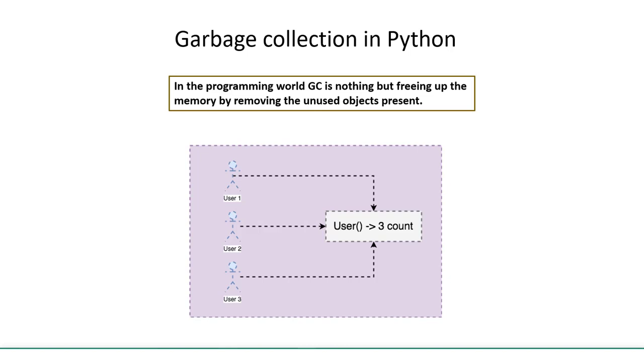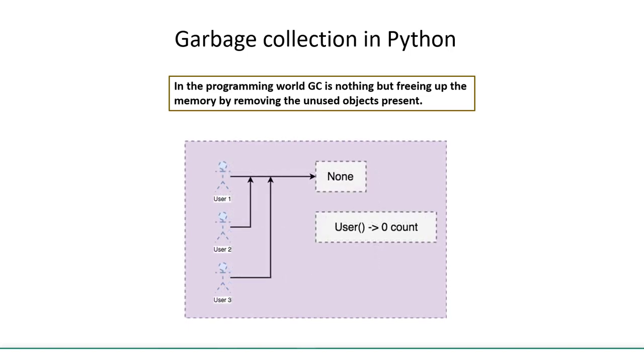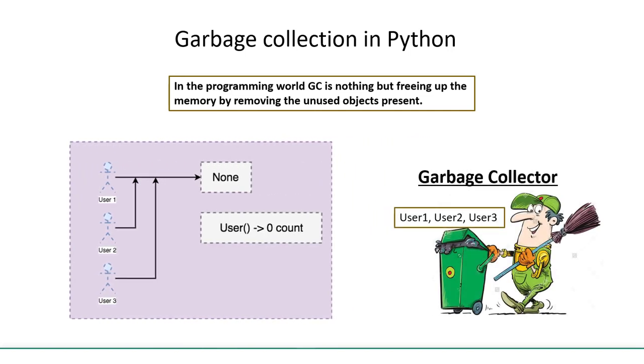So we now have the user class used in three different places. Python will internally maintain in memory the count of usage of the user class. At this point in time, the count of usage of the user class is 3. Let's say now we make the assignment of user1, user2 and user3 to None. What happens to the user class count? There are no objects that are created using the user class, which means the count of usage is 0. And that's when the garbage collector comes into the picture and automatically throws user1, user2 and user3 into a dustbin.